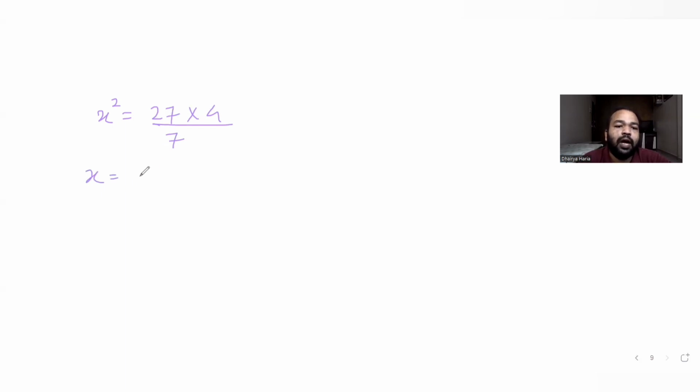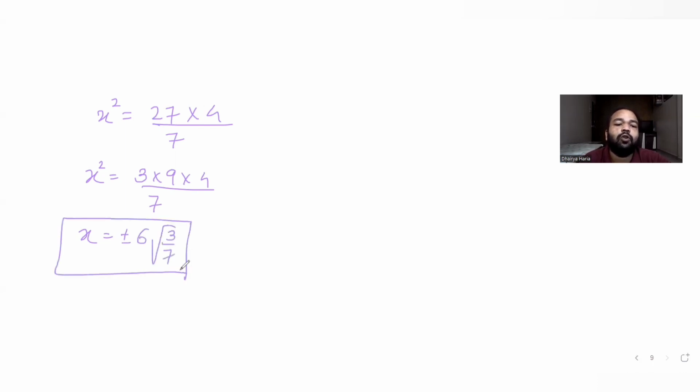27 into 4. Let's solve this further. I can write this as 3 into 9 into 4 upon 7. If I want to find the square root, it makes it plus minus. Root of 36 is 6 and you get root 3 by 7. So you get the x coordinate of points R' and S'.